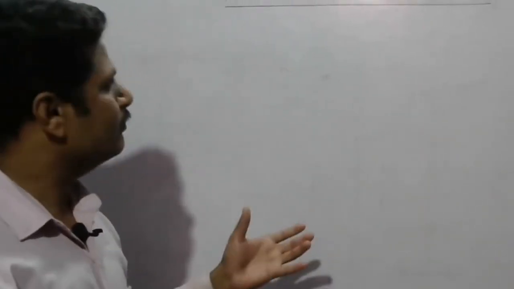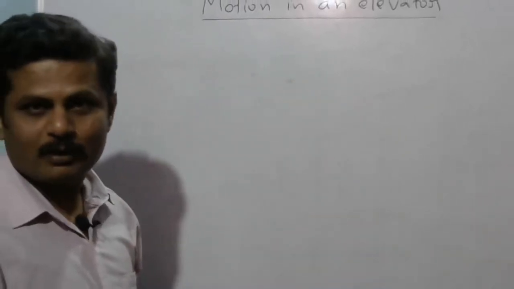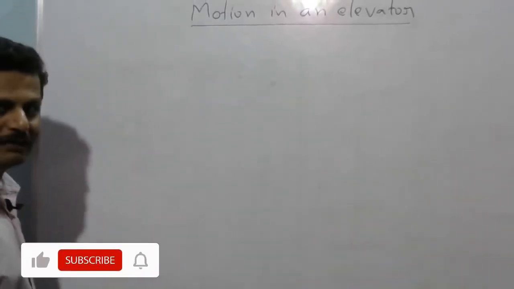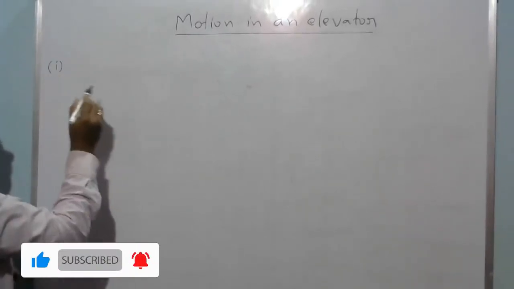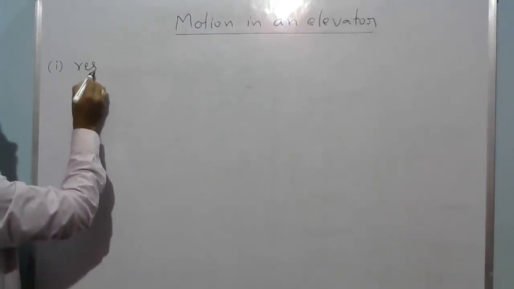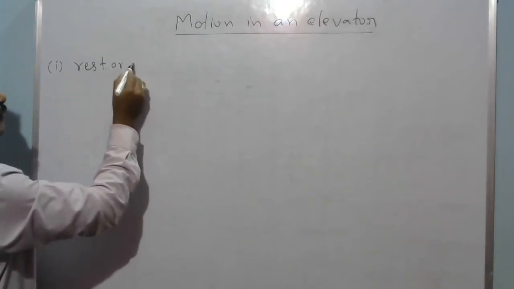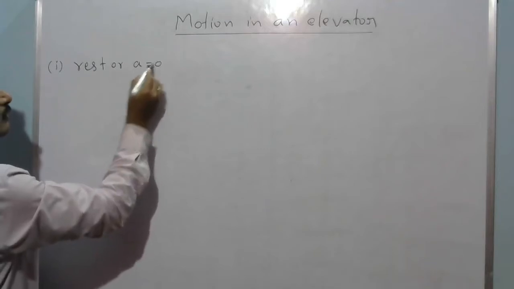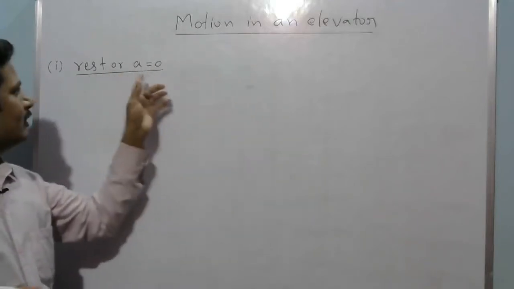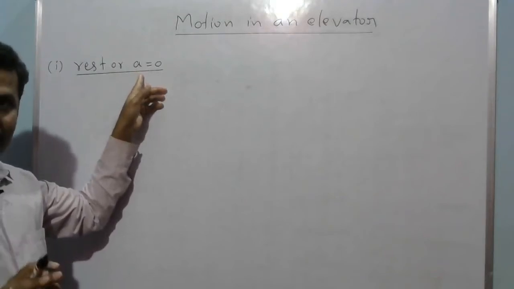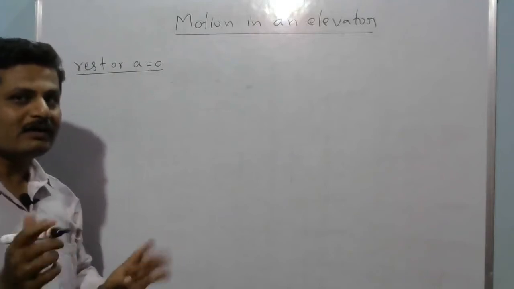Let me give some idea about this topic to solve such type of problems. Okay, so let us see the different conditions. Now let me consider the first condition. If the elevator is at rest or moving with uniform velocity, that is, acceleration is 0. At that time, what will be the weight of the body which is present inside the elevator?